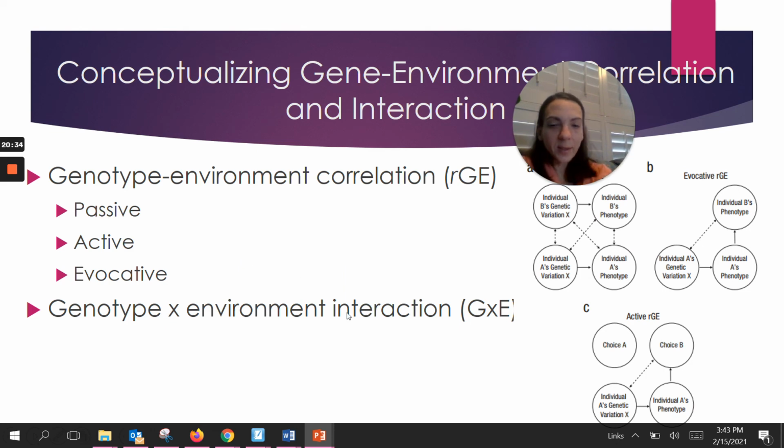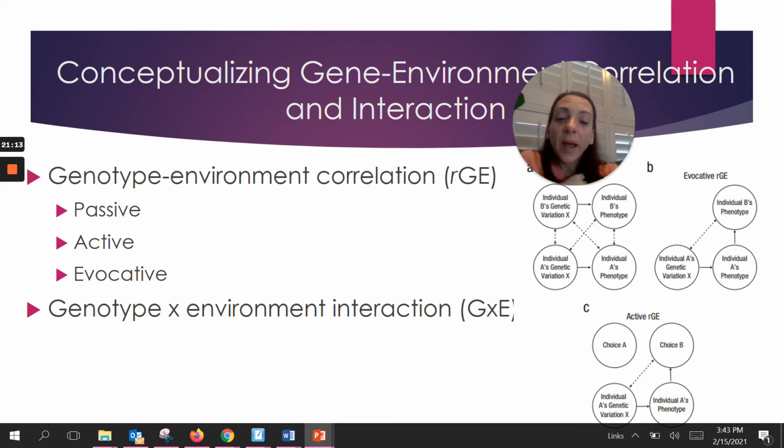Okay, so here's where it gets a little bit more complicated. Conceptualizing gene-environment correlation and interaction. So genotype-environment correlation is just a correlation between genes and the environment. But there's three types. There's passive. So parents pass on genes to their offspring, and they also provide an environment that correlates with the characteristics of the offspring. So basically what that's saying is that you have aggressive behaviors that are passed on to the child, and they're also raised in an environment where there's aggressive behaviors.